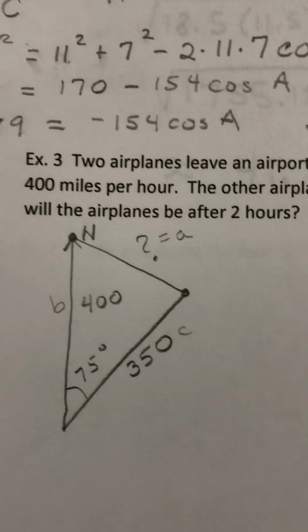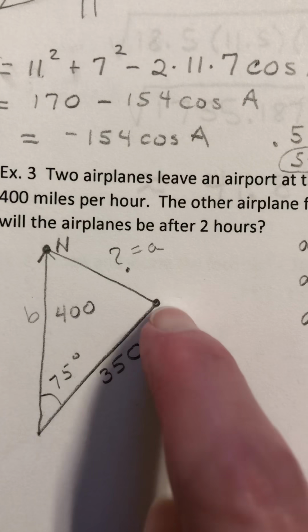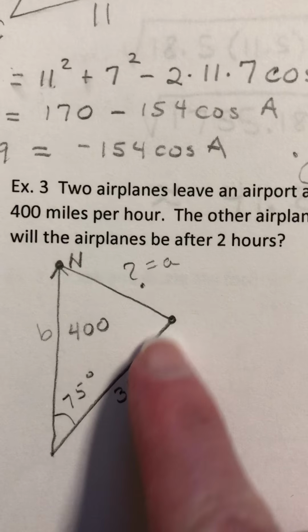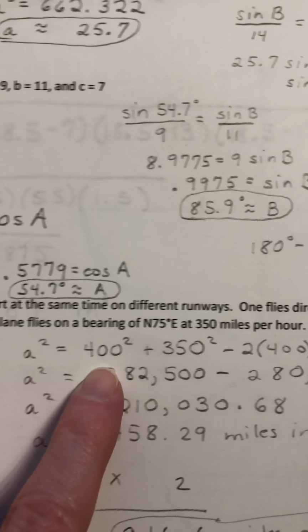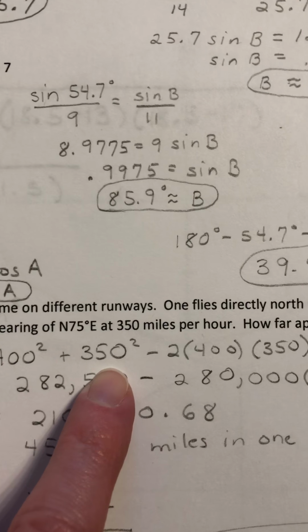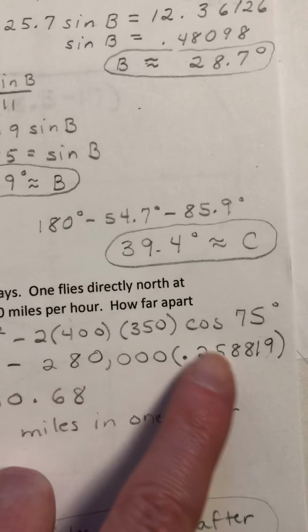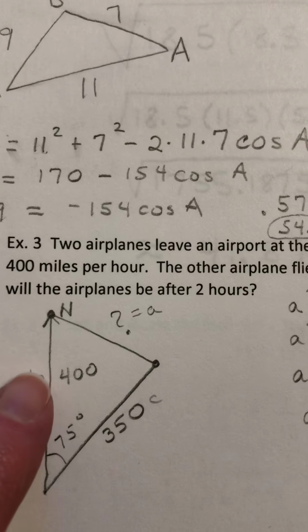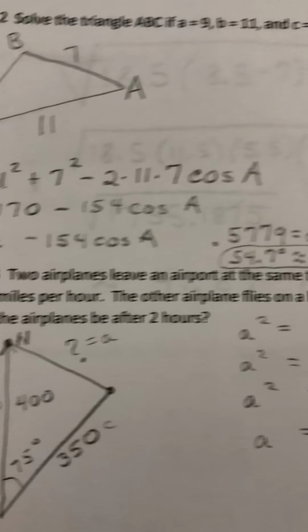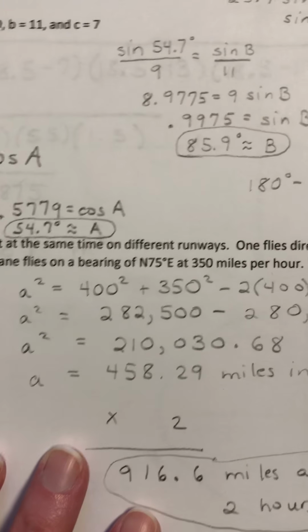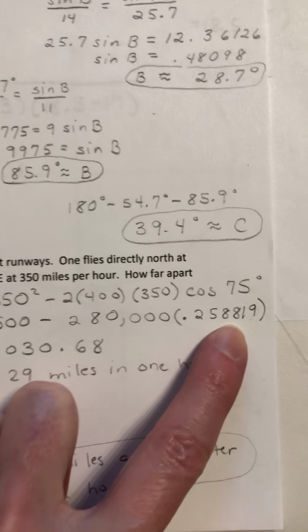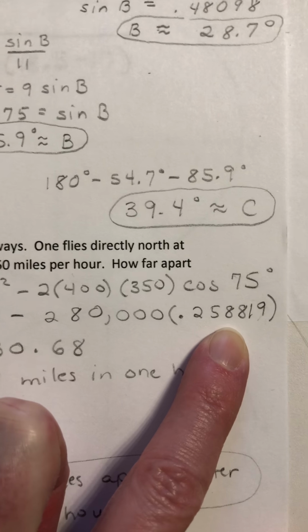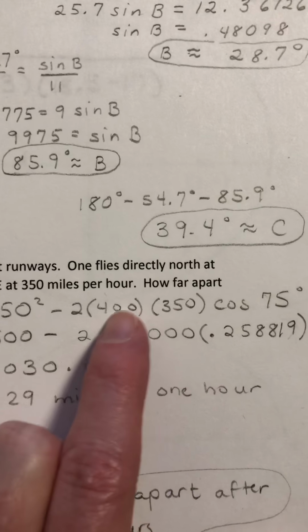And I want to figure out how far apart they will be. So this is 400 and this is 350. Those are the two known sides. So a squared equals b squared plus c squared minus 2bc times the cosine of A. Basically, you know the included angle and then you know the two sides that form that included angle. Once again, punch in your numbers. And from here, I'm going to make sure I'm in mode degrees to get the cosine of 75 degrees. Multiply that by these numbers here.